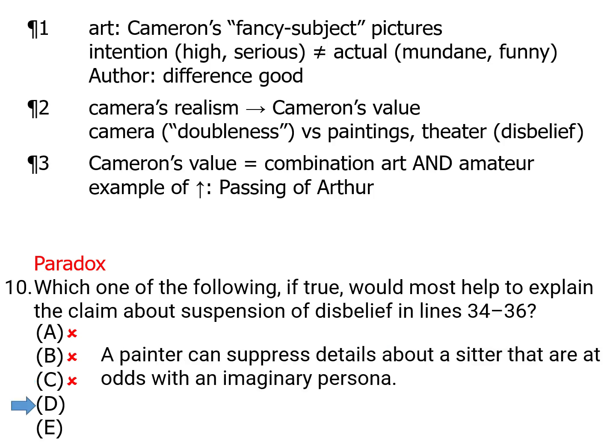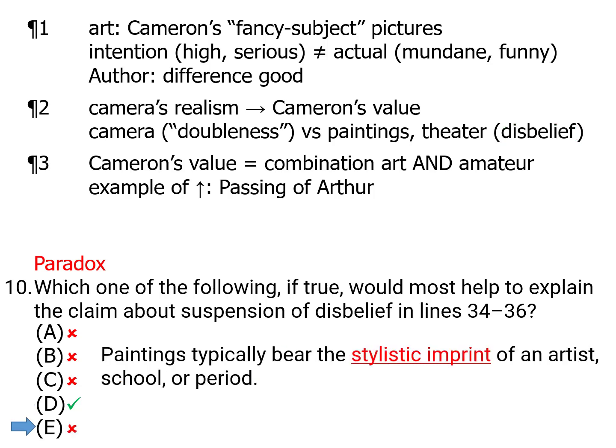Answer choice D, a painter can suppress details about a sitter that are at odds with an imaginary persona. Now this would work. If you can suppress the details, that would help with the disbelief. So this explains why it is that at least the painting's half of the comparison can transcend the doubleness, because the painter can do something directly to fix it. So that's our answer.